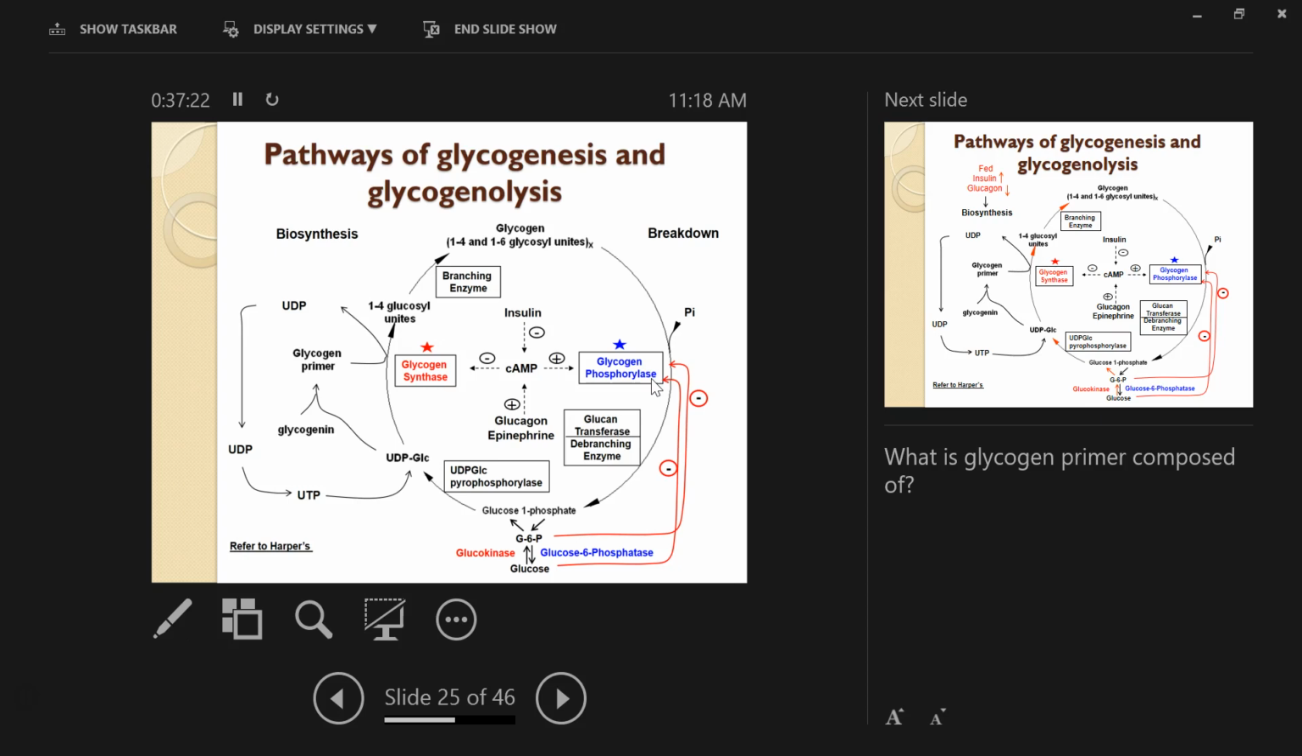Glucose also regulates this key enzyme. When we have high glucose, it inhibits glycogen breakdown, which makes sense. During the fed condition, we have lots of glucose from the diet, so we don't need to break down glycogen. The high glucose level should inhibit the glycogen breakdown pathway by inhibiting the key enzyme.